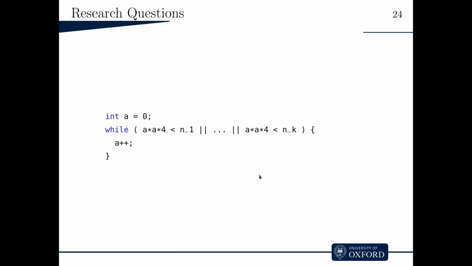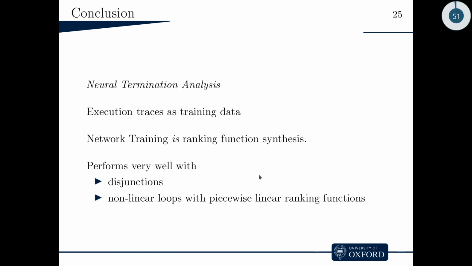So in conclusion, I've presented our method of neural termination analysis, where we use execution traces as training data, and network training essentially constitutes ranking function synthesis. This performs very well when we have disjunctions in our loop guards, or we have non-linear loops with piecewise ranking functions, where loop guards have non-linear behavior, whereas ranking functions for these loops are completely linear or piecewise linear.